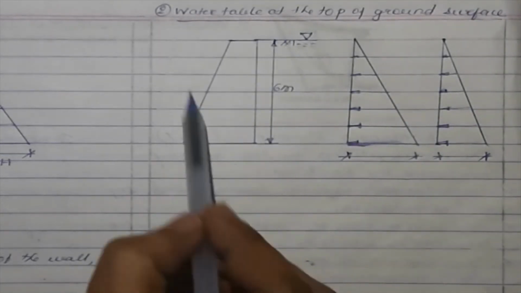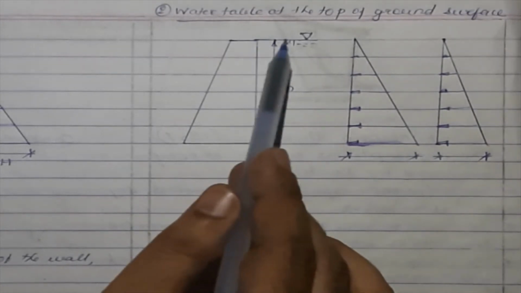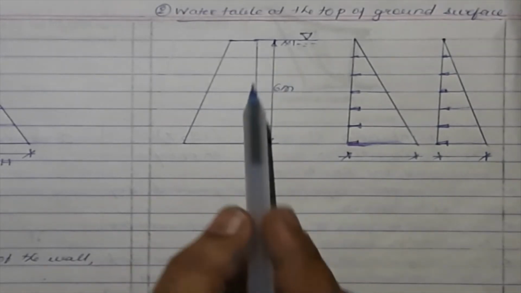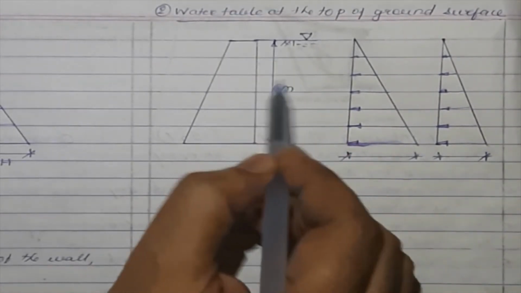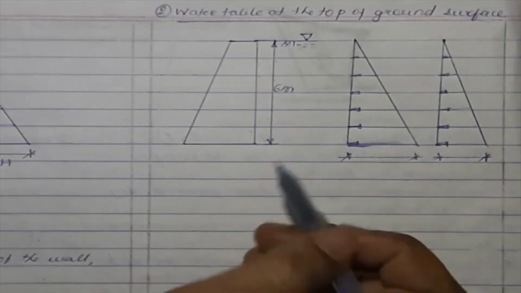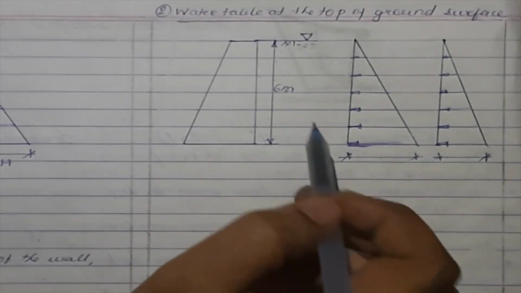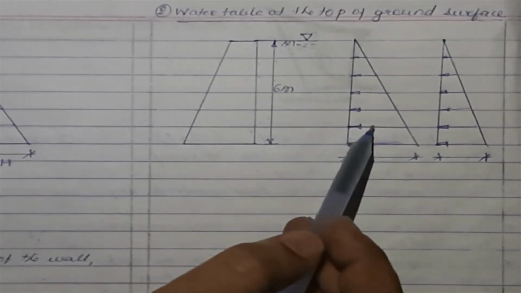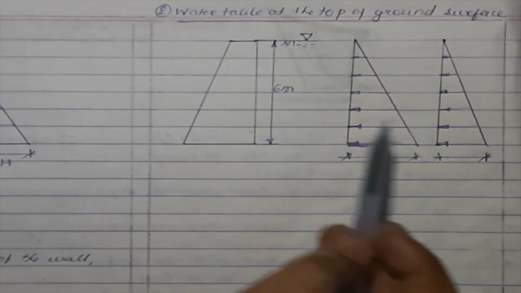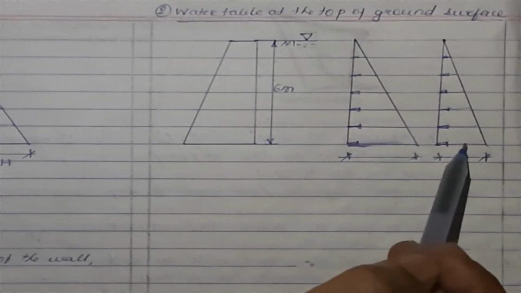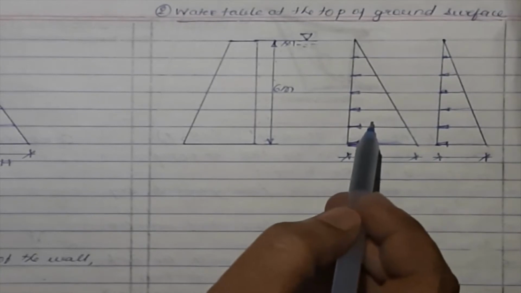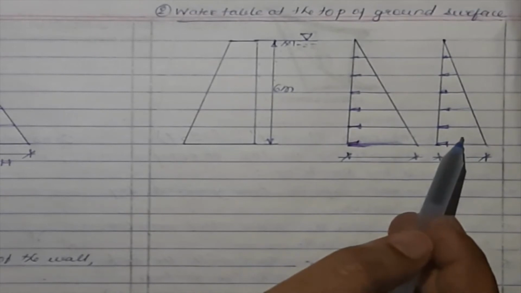This is the retaining wall, 6 meter is the height, this is the top ground surface. Now this is the level of water table. Here this complete soil behind the retaining wall is in saturated condition. Therefore, to find lateral earth pressure, we have to separate pressure due to the submerged unit weight of the soil and pressure due to water. Therefore, these two pressure diagrams we have drawn. The first diagram is related to earth pressure because of submerged nature and the second diagram is due to the water pressure.